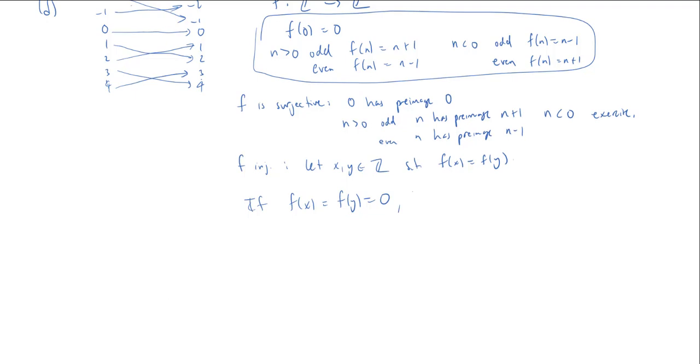Okay, so then x and y are both equal to 0, because 0 has only one preimage. Okay, so what if they were both positive? So if f of x and f of y, of course they're equal, are positive, well, now it's either odd or even.